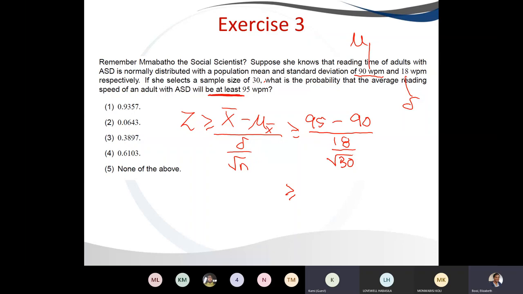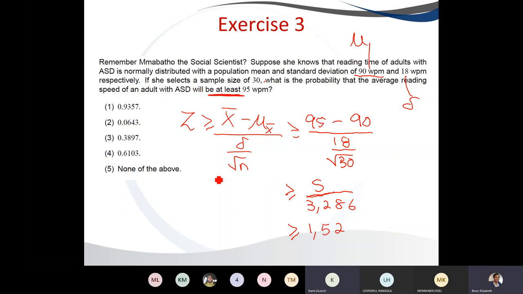It's 5 over the answer. I got 5 over, you can give it the way you have it, 3.286. So 5 over 3.286, and then I got 1.521.